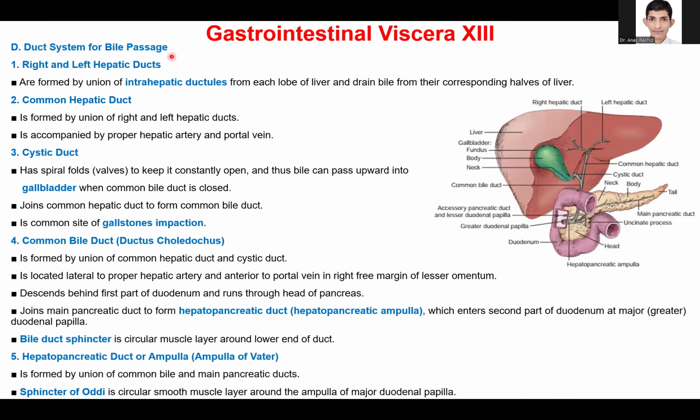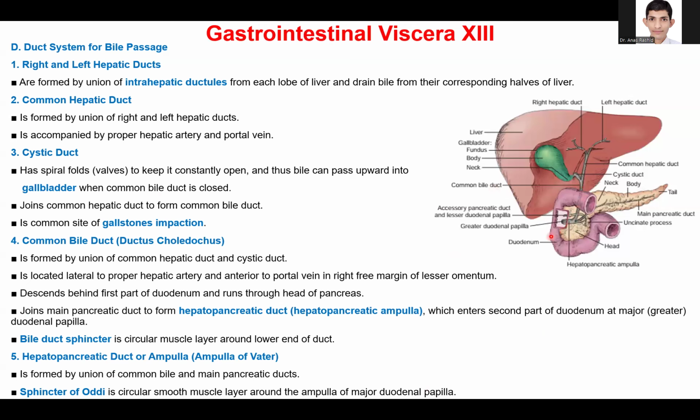Then duct system for bile passage. Right and left hepatic ducts are formed by union of intrahepatic ductules from each lobe of liver and drain bile from their corresponding halves of liver. We can see also in the figure. Common hepatic duct is formed by union of right and left hepatic ducts, is accompanied by proper hepatic artery and portal vein. Cystic duct has spiral folds, walls to keep it constantly open, and thus bile can pass upward into gallbladder when common bile duct is closed.